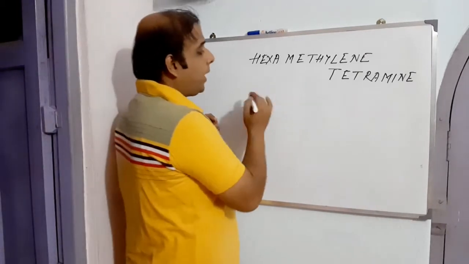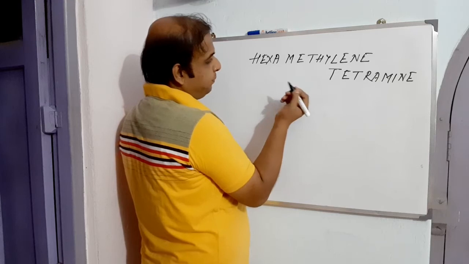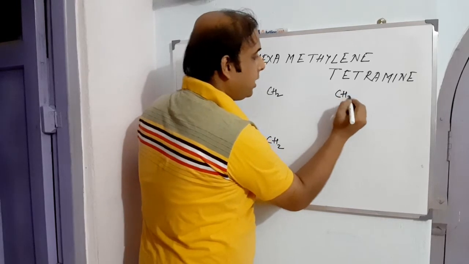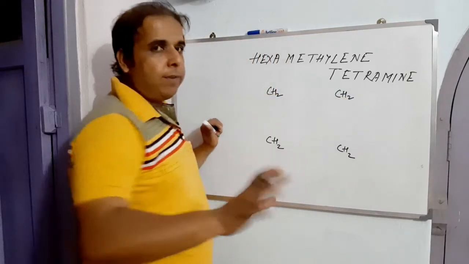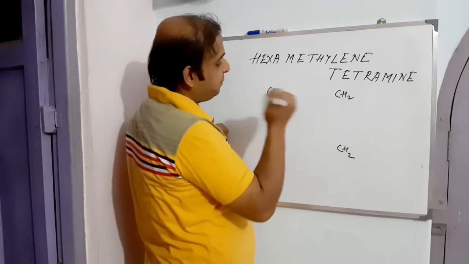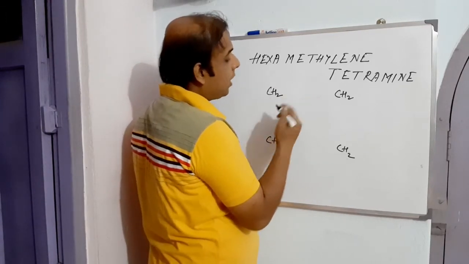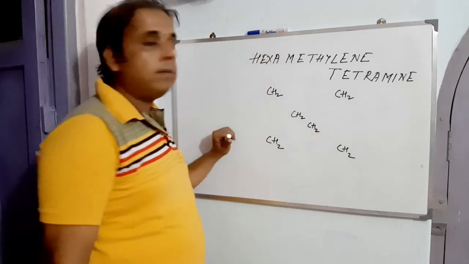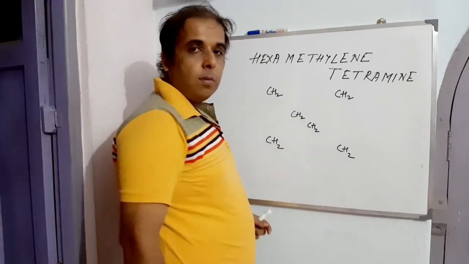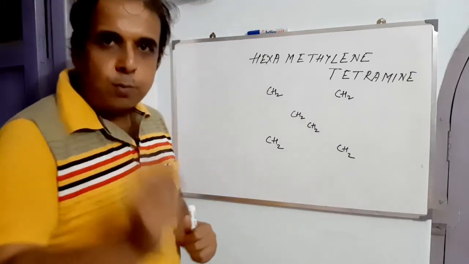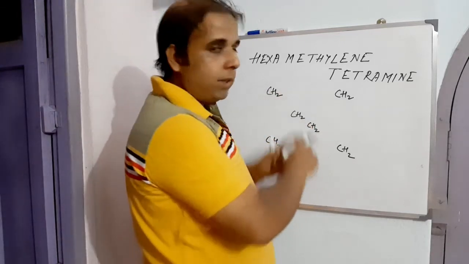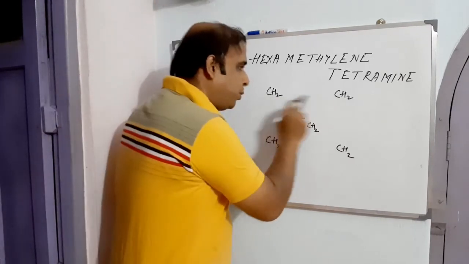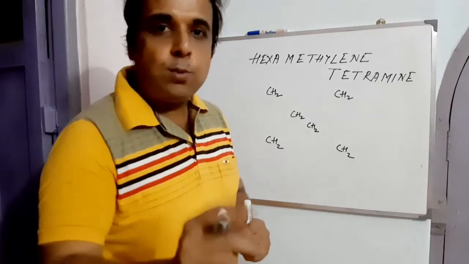We'll put CH2 here, CH2 here, CH2 here, CH2 here. So we are done with four, still two are left. We'll put CH2 here and CH2 here. So we have placed the methylene groups, or methylene fragments, all around this area. Now tetramine, that means we have to connect them all together with the help of amine, that too four nitrogens.